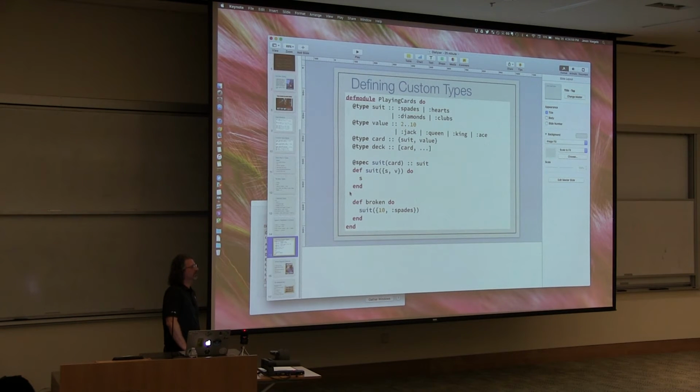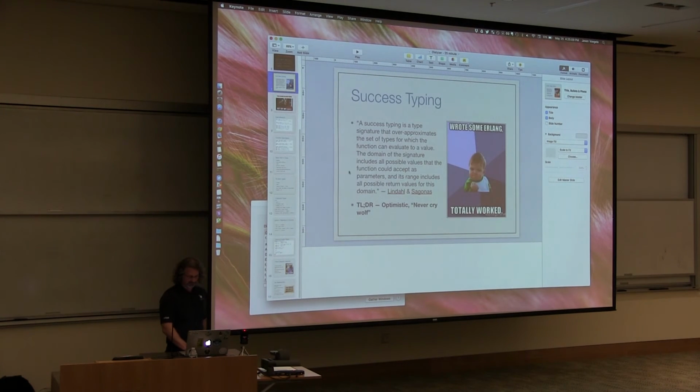Is there a paper describing the type system in a formal semantics sense? There is. I forget the name of it, but the authors are these guys here, Lindahl and Sagonas. You can Google that, and they have several papers actually on the type model that's used in Dialyzer.